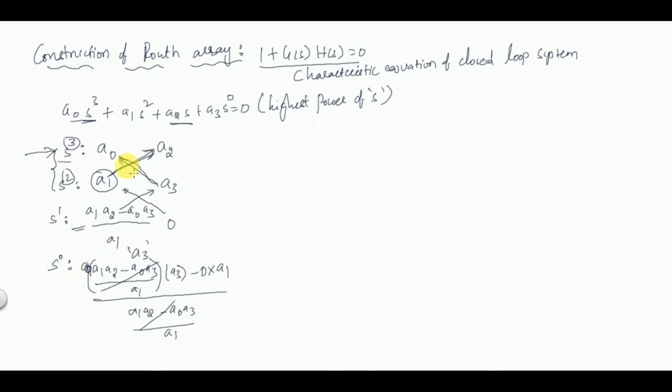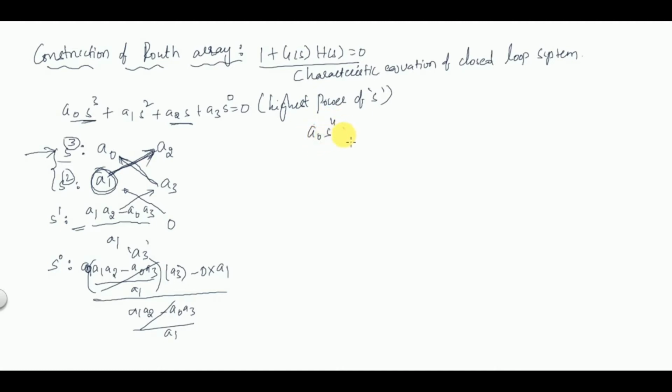You just have to multiply the diagonal elements, first from left to right and then from right to left, subtract between them, and divide by the first element. Now let us see for order 4.